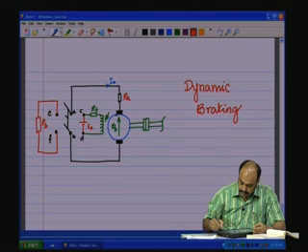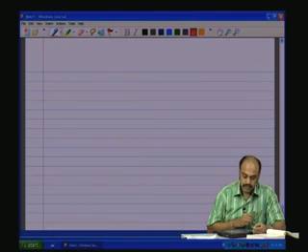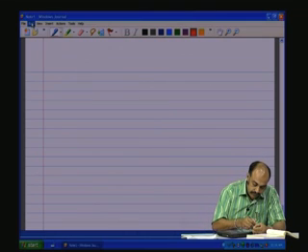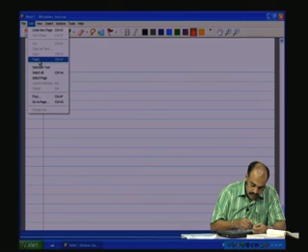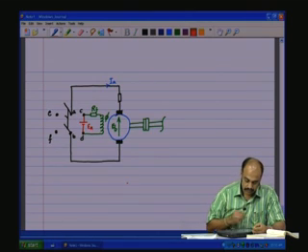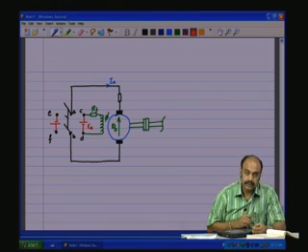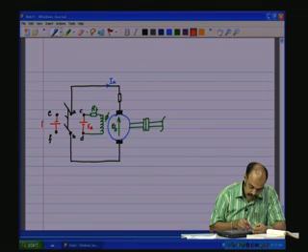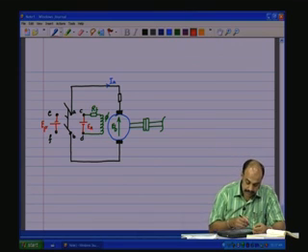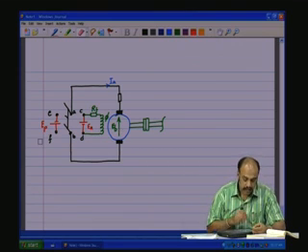Now, in the fourth case, called plugging, what is done is we connect another source like this. Now, I will call this one EP, for plugging. No, EB is for the back EMF, EP is for plugging.